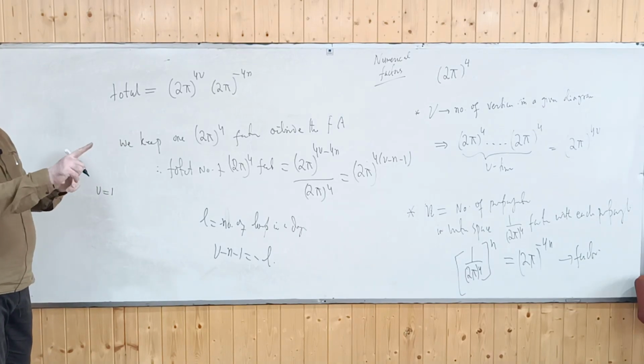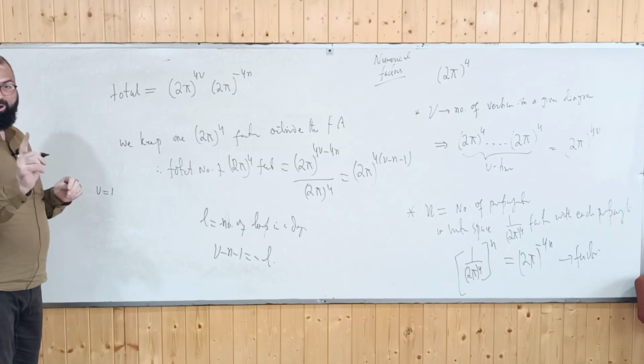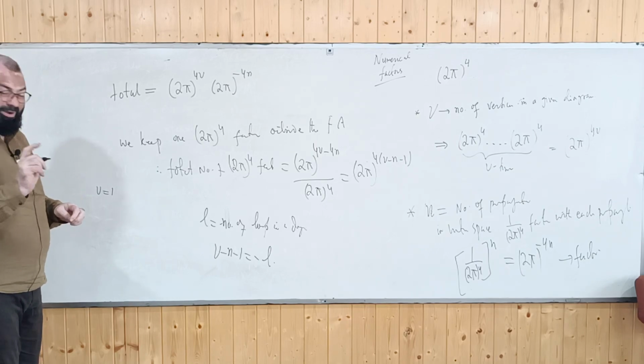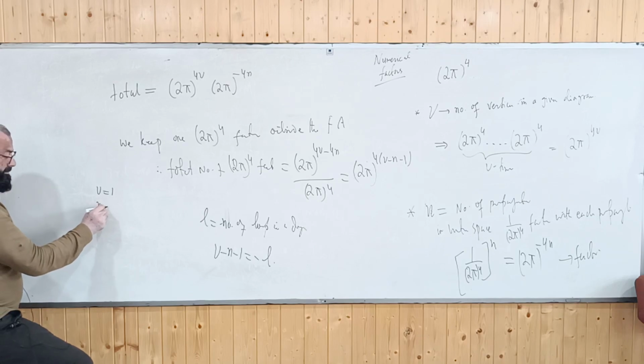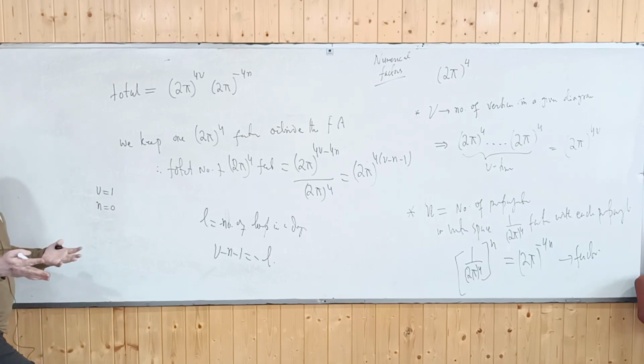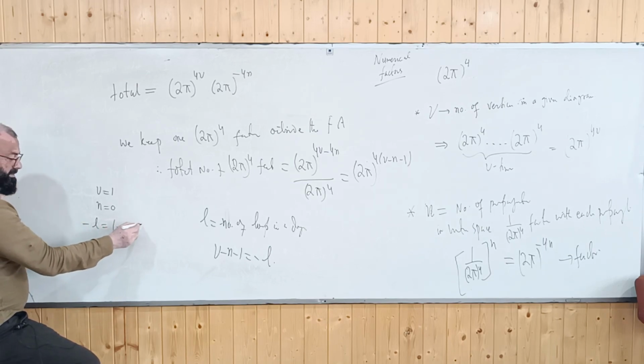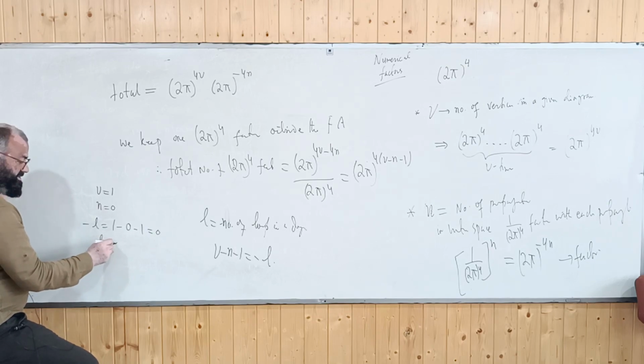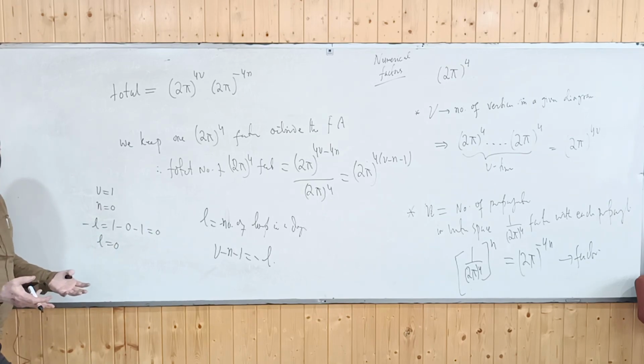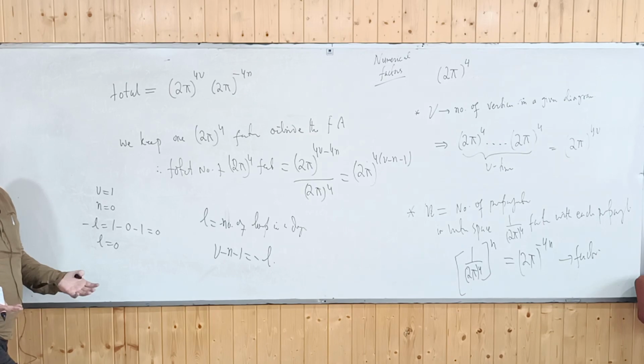Take the tree-level diagram. How many vertices does it have? 1. Now tell me the number of propagators? 0. There aren't any propagators. Now tell me what you get from this. So minus L is equal to 1 minus 0 minus 1. L is equal to 0. So that means you don't have a loop. You know in a tree-level diagram there is no loop.